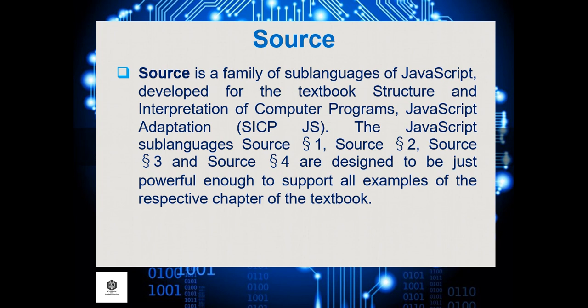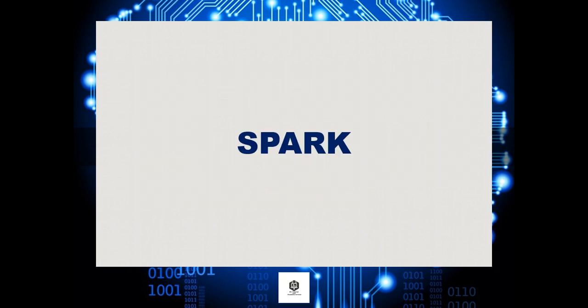Source is a family of sublanguages of JavaScript developed for the textbook Structure and Interpretation of Computer Programs, JavaScript adaptation, SICP JS. The JavaScript sublanguages Source 1, Source 2, Source 3, and Source 4 are designed to be just powerful enough to support all examples of the respective chapter of the textbook.